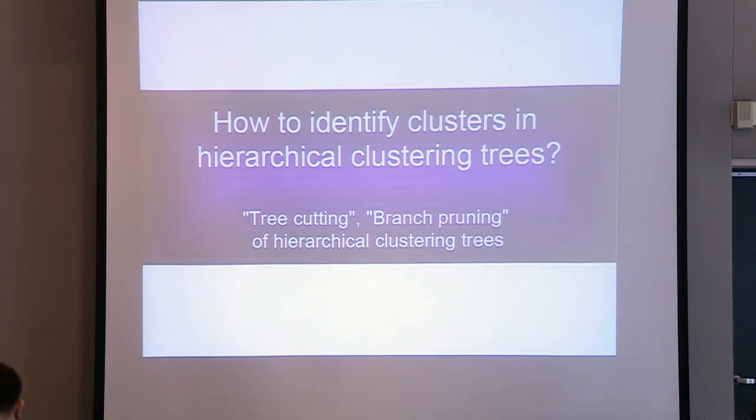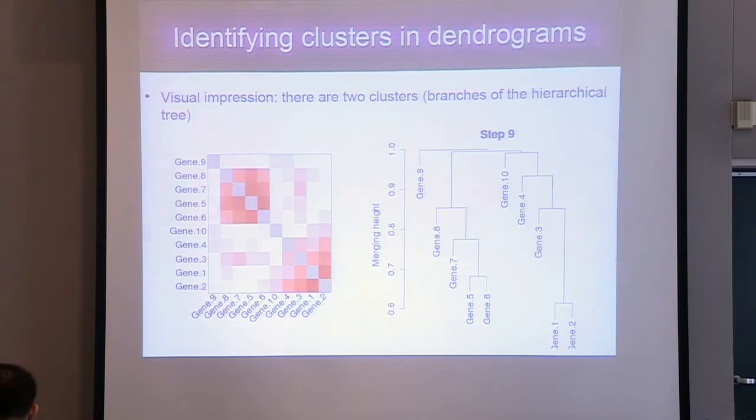So that was the first step, how to build the dendrogram, the clustering tree. The second step is defining or identifying clusters from the tree. This process is variously known as tree cutting or branch pruning. If you want to be more ecologically conscious, you can also just say cluster identification. I guess in modern times, tree cutting is not the most fashionable term to use.